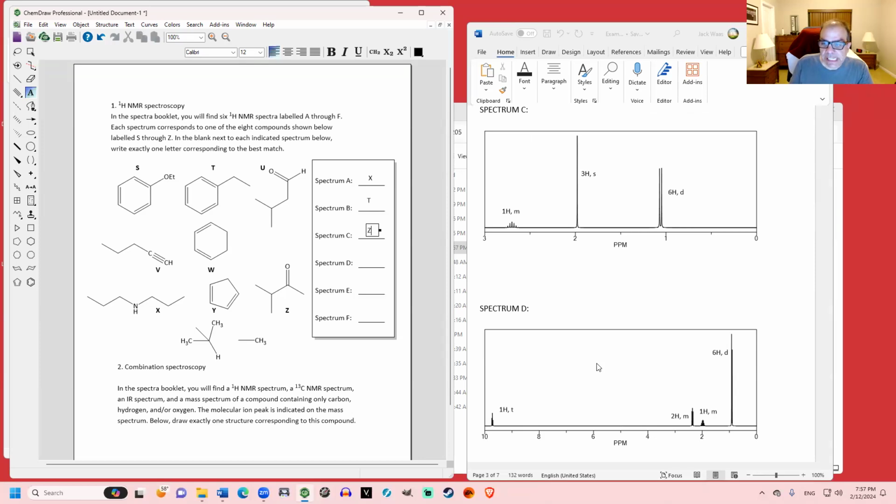What about spectrum D? I see again a 6H doublet and a 1H multiplet. So that looks again like an isopropyl group. I see also a 2H resonance. That's a multiplet, has a lot of adjacent hydrogens. But what really stands out to me is this 1H triplet that's down here. Nothing else shows up between 9 and 10 parts per million, but an aldehyde hydrogen. So you need to know what an aldehyde functional group is.